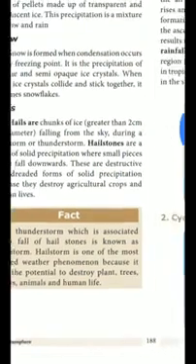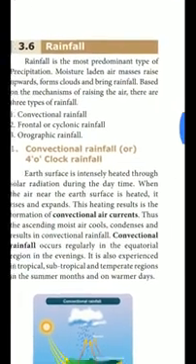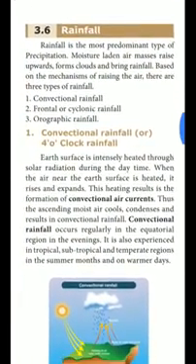So next one we are going to learn about rainfall. What do you know about rainfall? Rainfall is the most predominant type of precipitation. Moisture-laden air masses rise upward, form clouds and bring rainfall. Based on the mechanisms of rising air, there are three types of rainfall.